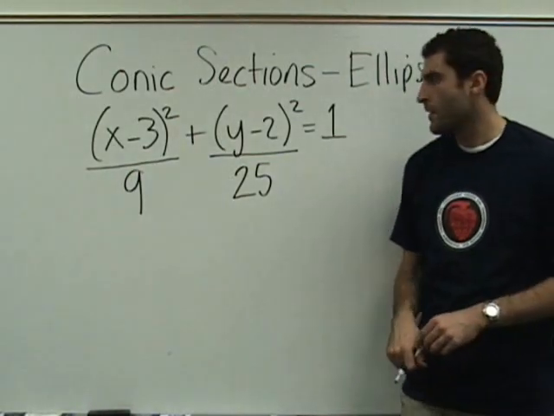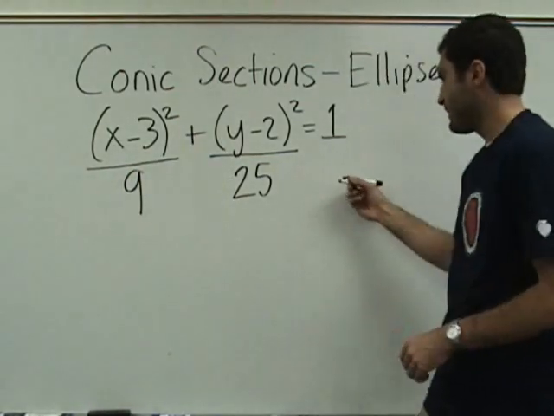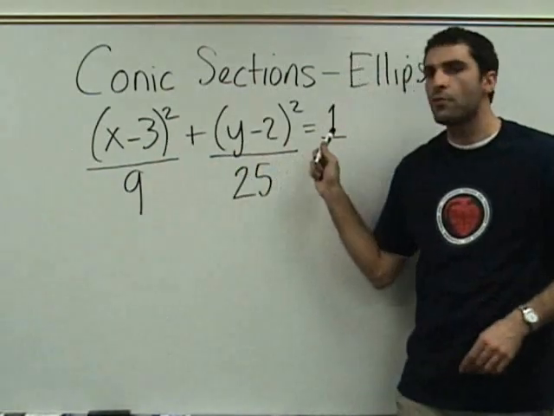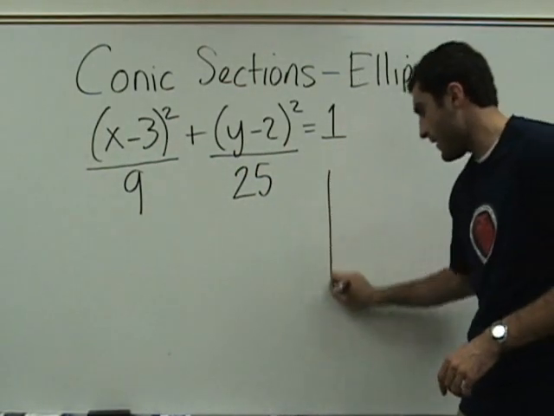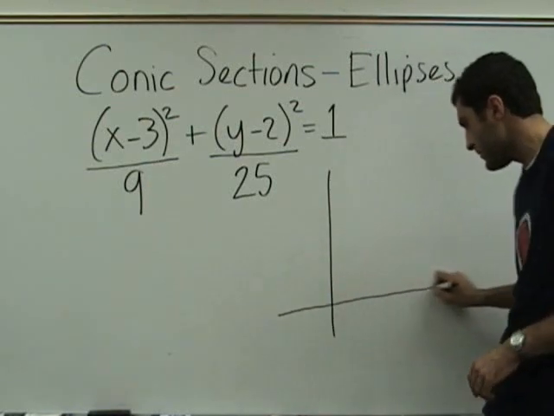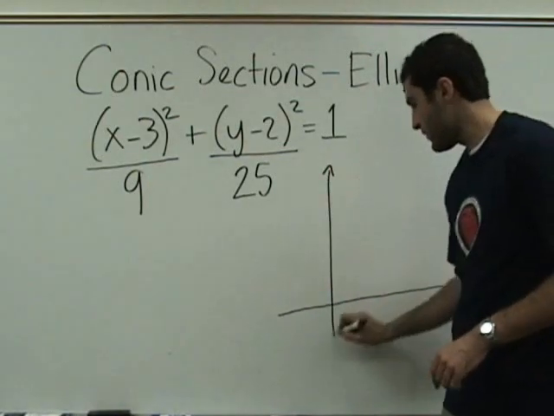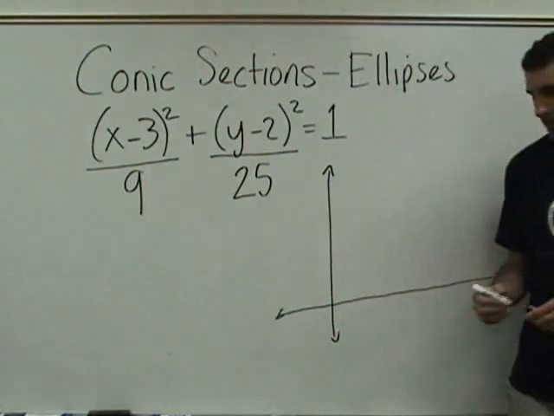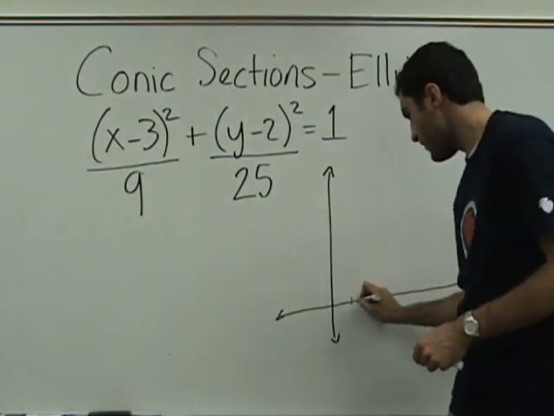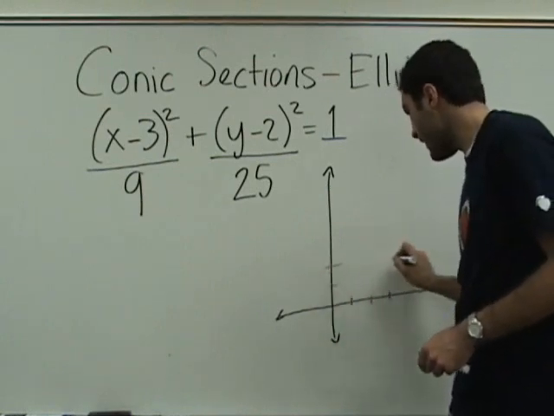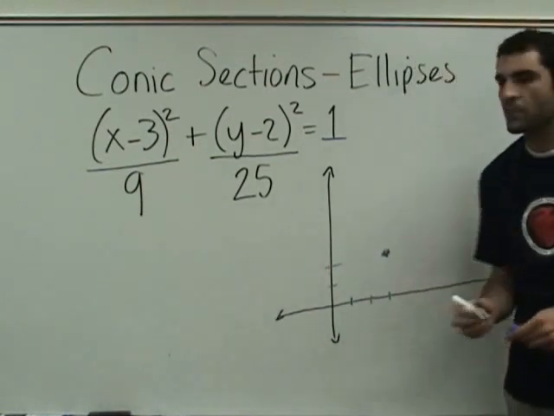So, let's start the graph. 3, 2 is the center. I'm going to draw my graph like this, and hopefully you'll understand why. Please draw a center point of 3, 2. I need the graph like that. It's a good idea, so it gives us room to work with.